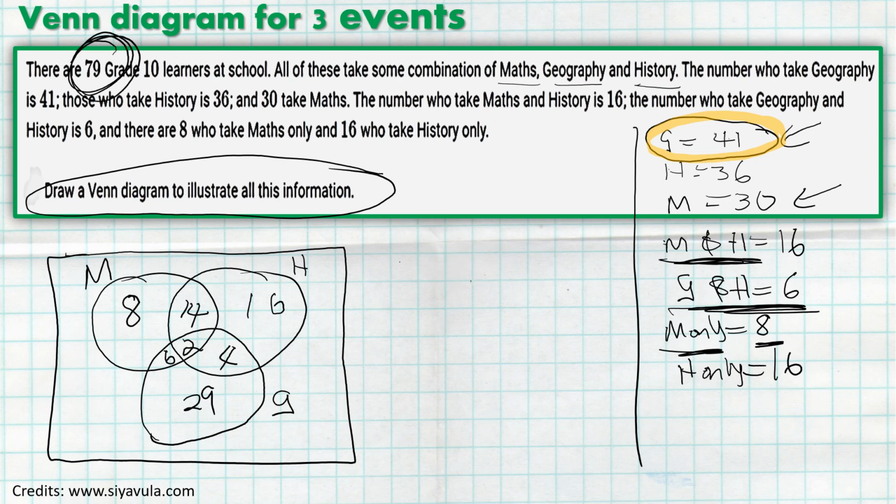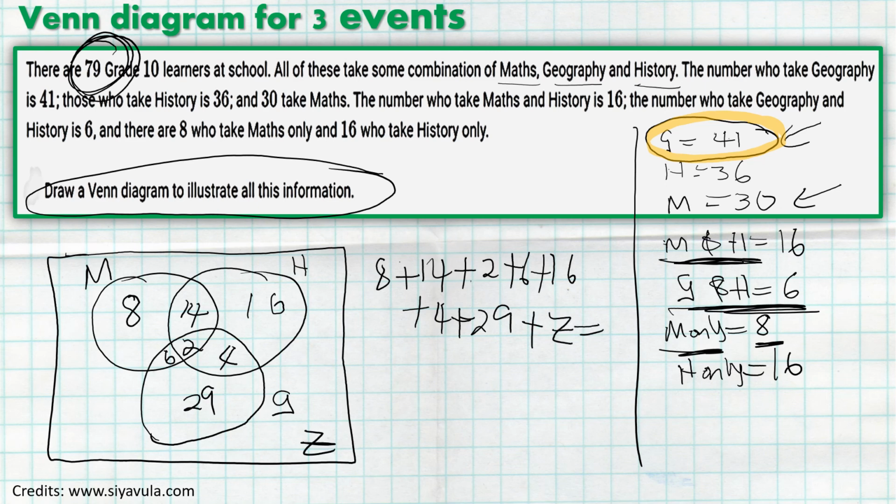Okay, so we're just going to say 8 plus 14 plus 2 plus 6 plus 16 plus 4 plus 29. We need to solve for a certain unknown outside, which is z. So we say plus z, and it must all be equated to a total of 79. So 8 plus 14 plus 2 plus 6 plus 16 plus 4 plus 29 plus z must give us a total of 79. So it's 79 plus z is equal to 79.